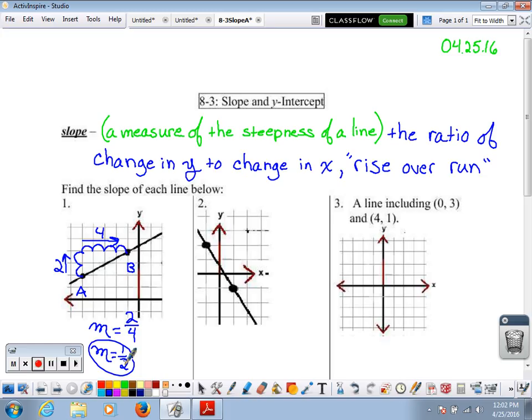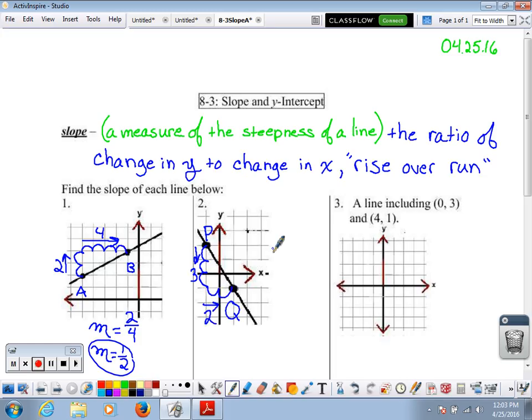Okay? So let's do the same thing on number 2. We're going to go from left to right. So let's call this one point P, and let's call this one point Q. I want to go from P to Q. So I want to talk about how far up or down and how far from left to right. Now to get from P to Q, we have to go downward. Okay? I have to go down 1, 2, 3. And then I take 2 steps to the right.